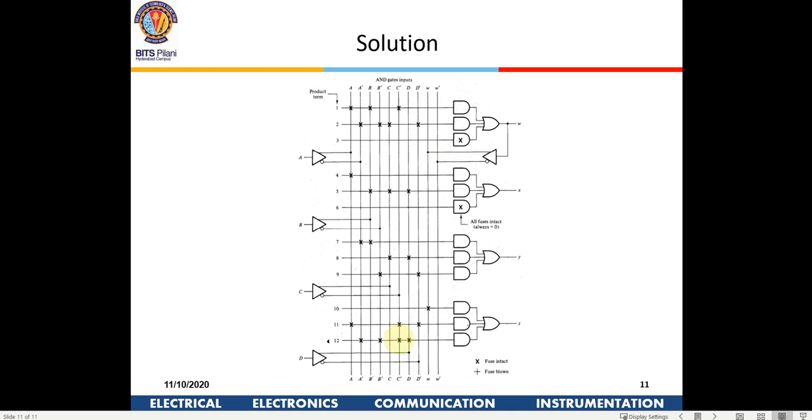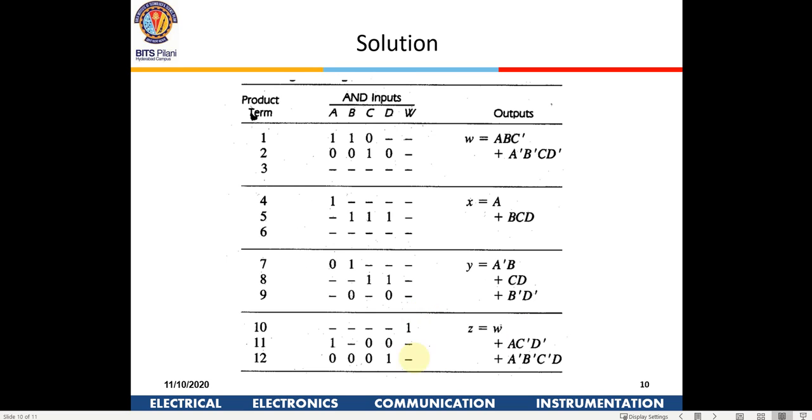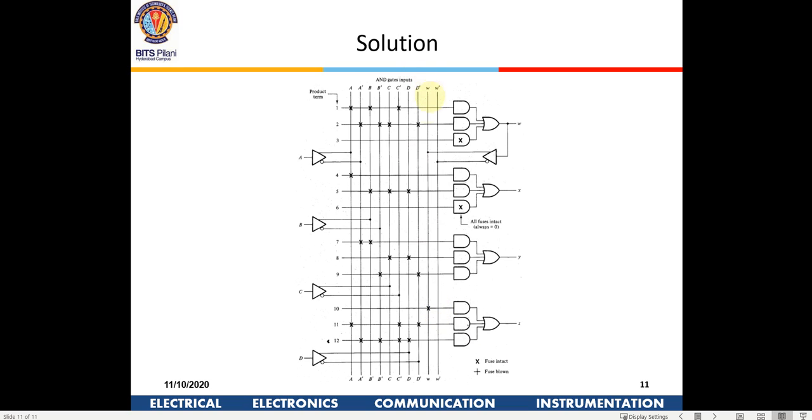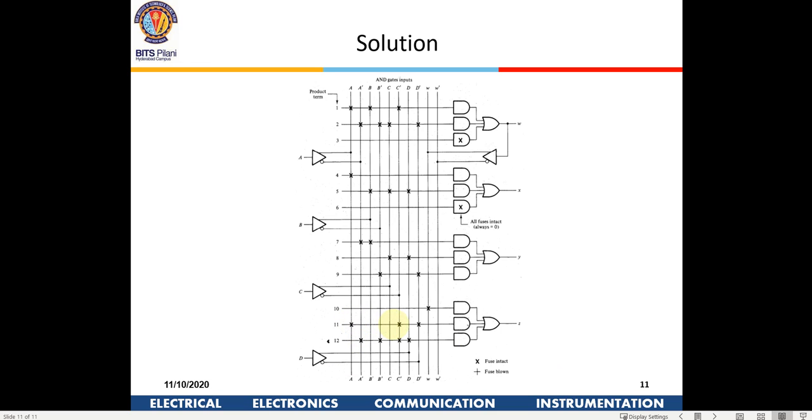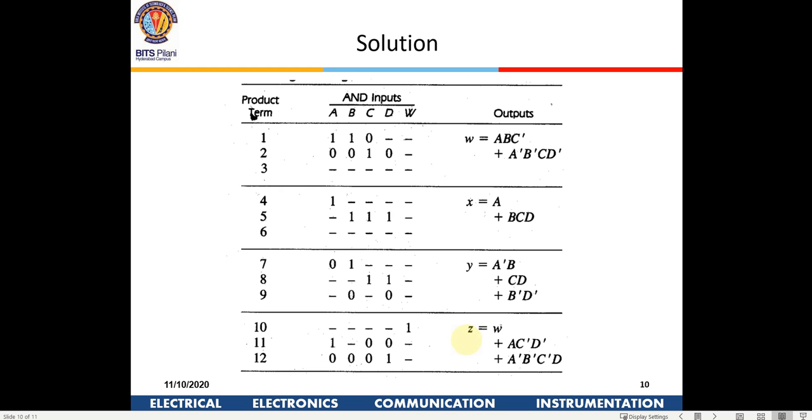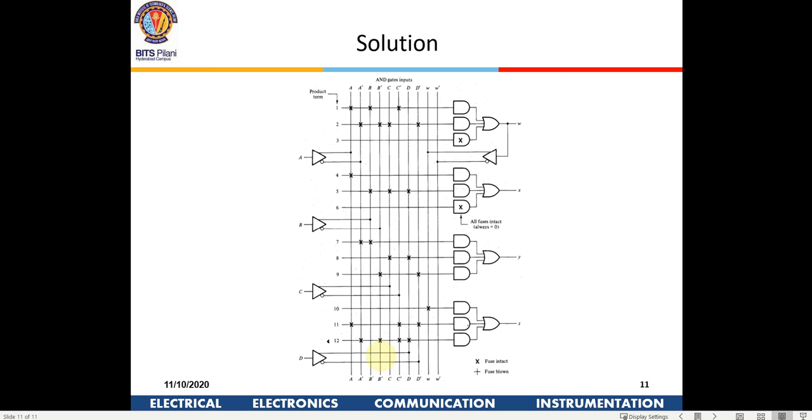So for the last function which we are implementing, here it is W plus these terms. You will see the W line, we have put a cross out here, so one AND gate is used here, and then the next term is A C dash D dash. So it is A C dash D dash, this AND gate, and the third AND gate, third A dash B dash C dash D. So that gate becomes the third function, which is Z. Similarly for Y and X also, you can do these things.